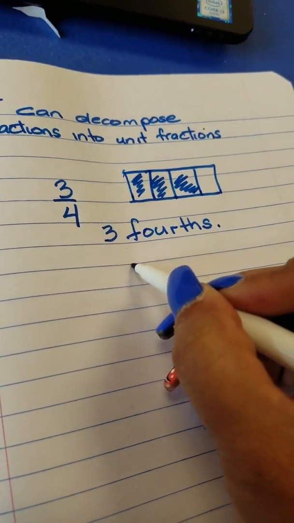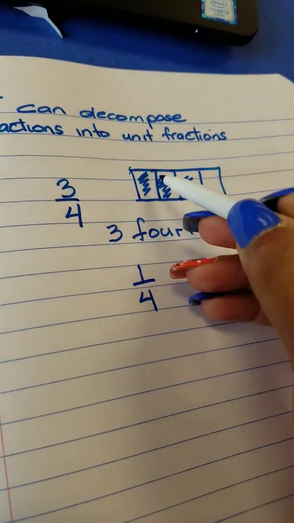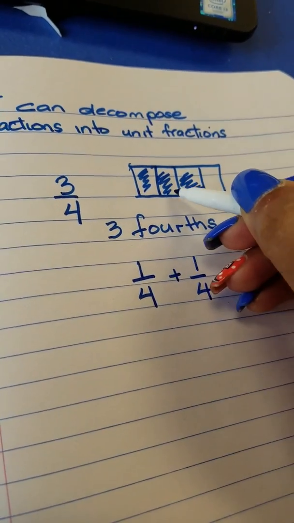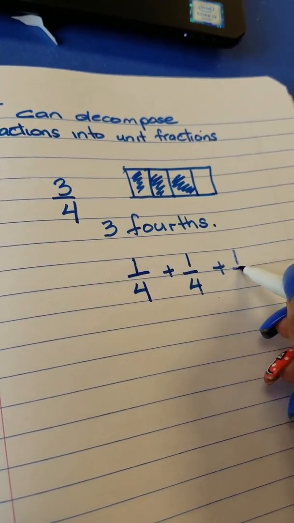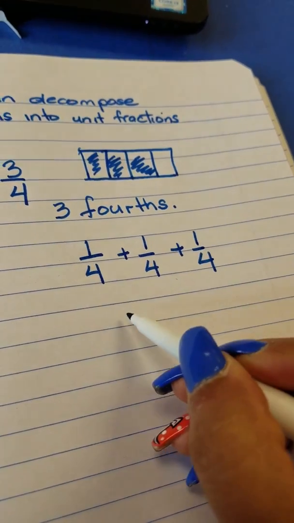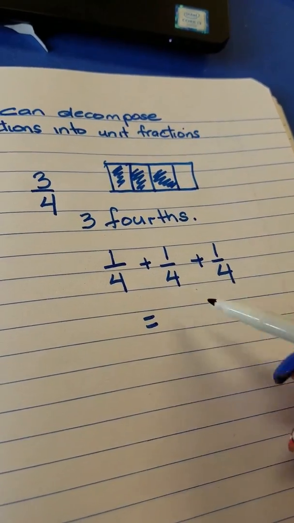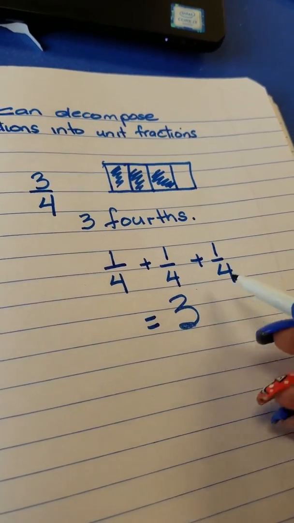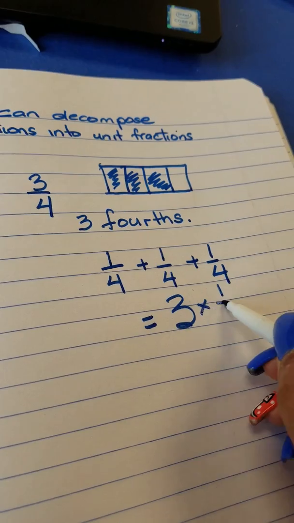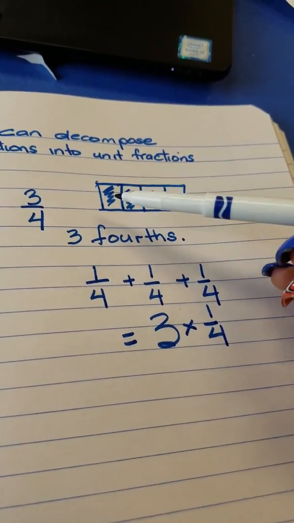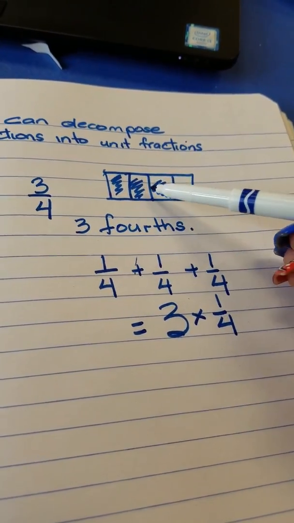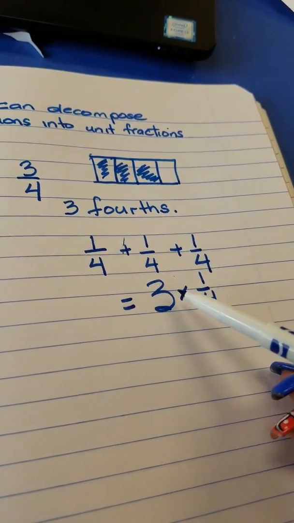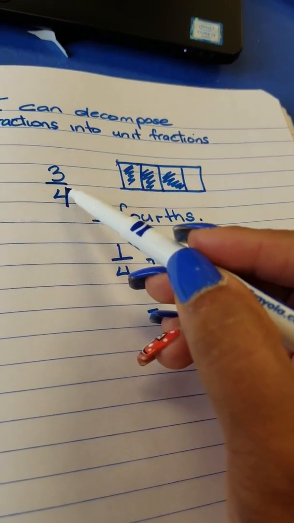This means I have 1/4 that I've already shaded, another 1/4 that I shaded, and a final 1/4 that I shaded. An expression to use for this means I had 3 parts that were each 1/4. I had 1/4 plus 1/4 plus 1/4. In other words, I had 1/4 3 times, and that will give me my 3/4.